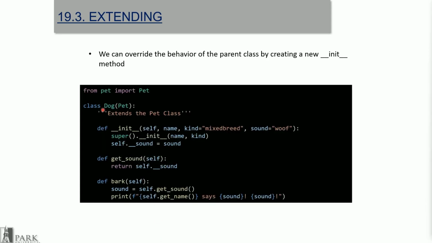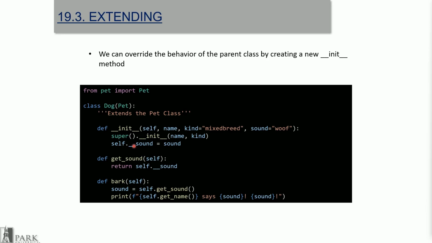And we can go one step further by actually creating a new init method, new dunder method, to change how our class is constructed, right? So here you can see that we're importing our pet class and we're extending the pet class into our dog class. And here I've overwritten the init method to include a call to our parent class.